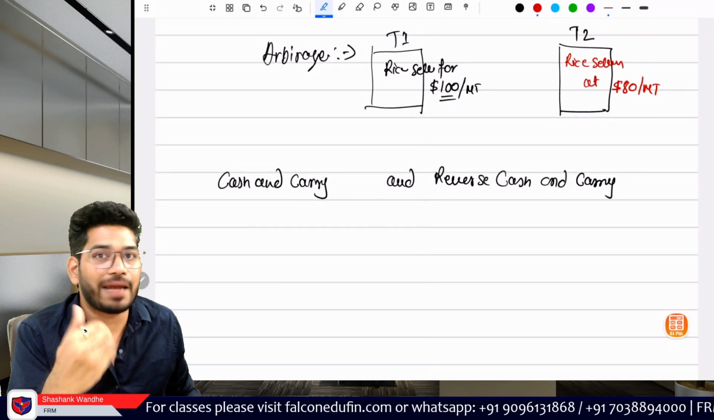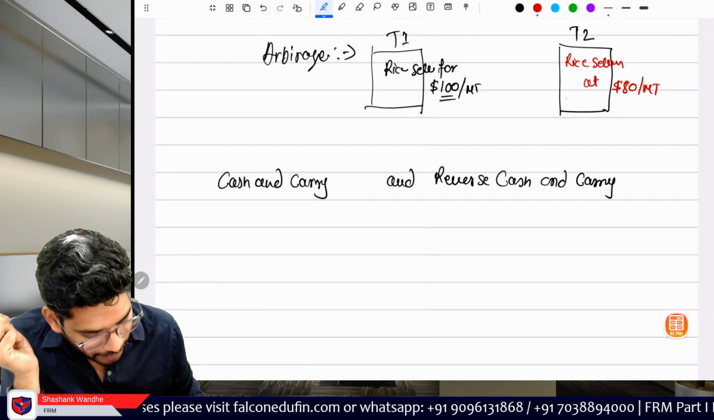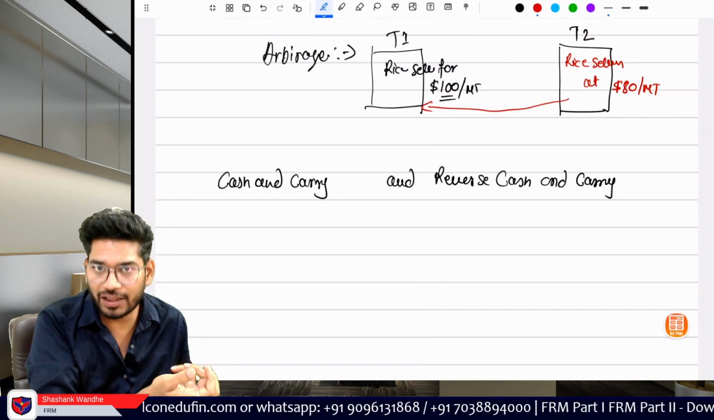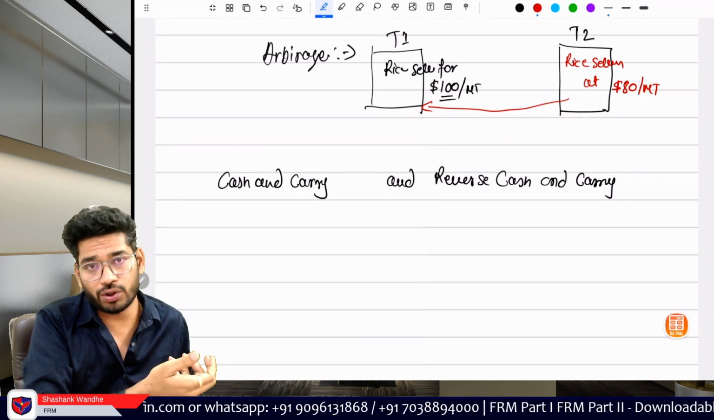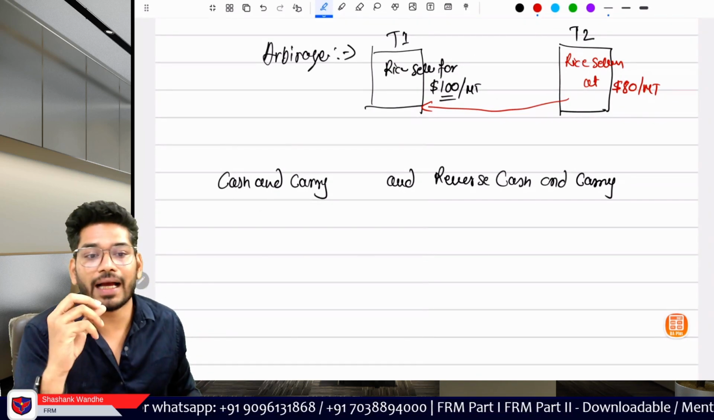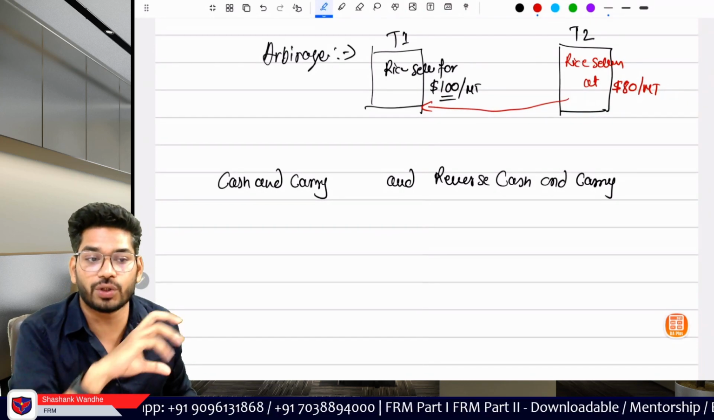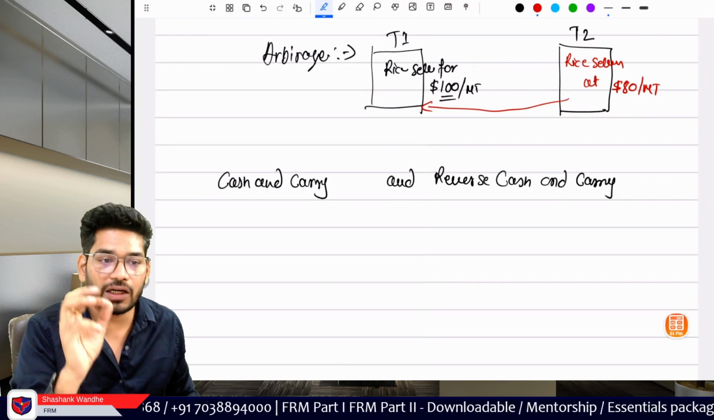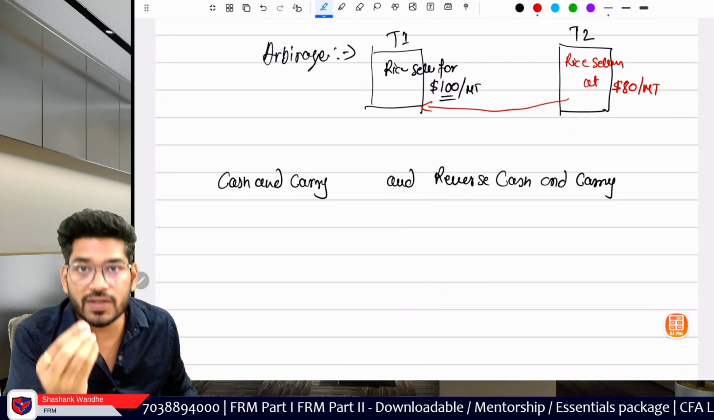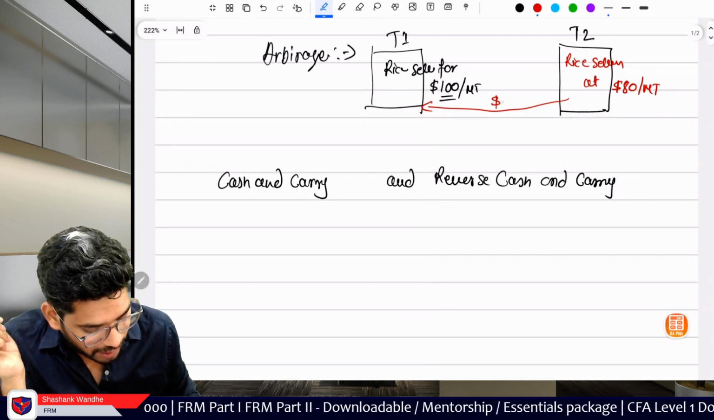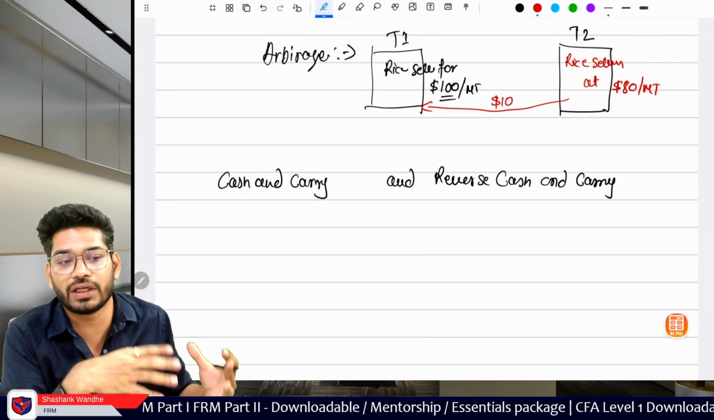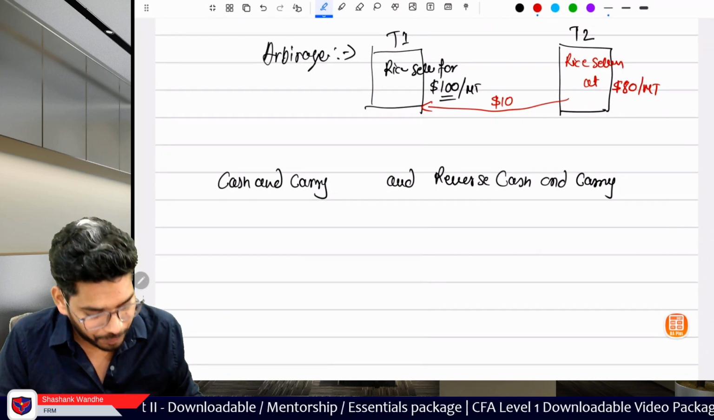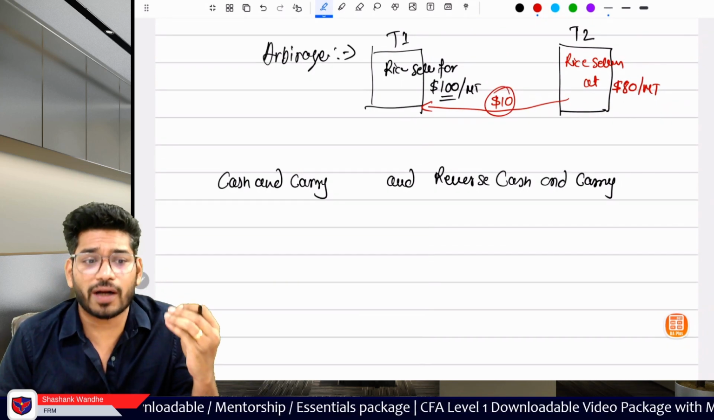Now this pricing difference can be exploited if you buy rice from town 2 and sell rice in town 1. So buy rice at $80 from town 2 and then sell it in town 1, where the price is $100. So you will be buying at 80 and selling at 100, and you will repeat this frequently. Now, because these are two different towns, there is a possibility of logistical cost, that is transportation freight, because you need to transport rice, right? Let's assume that the freight is $10 per metric ton.